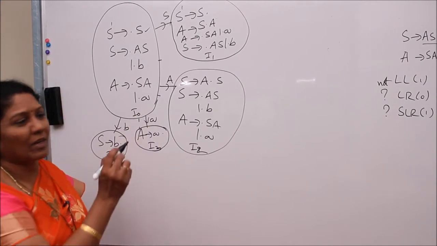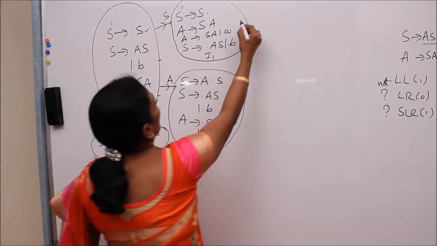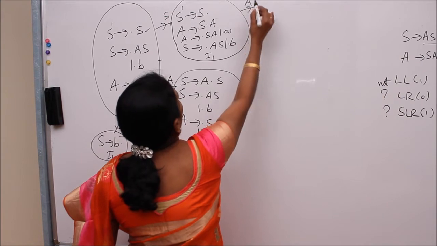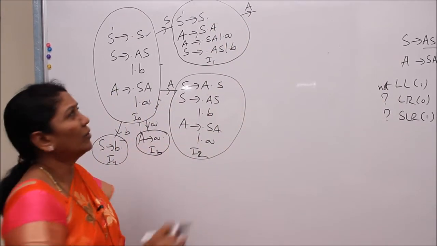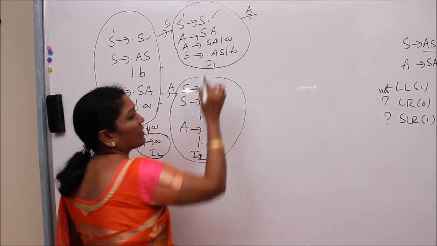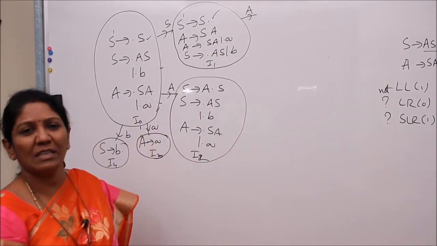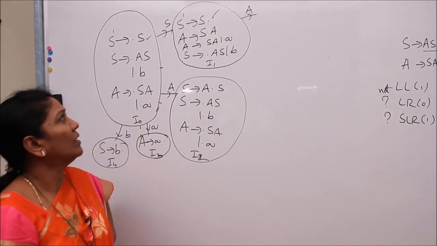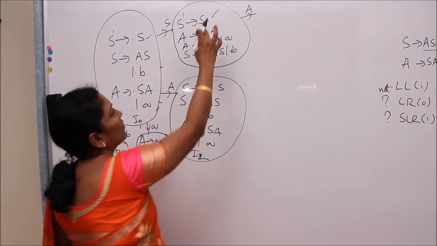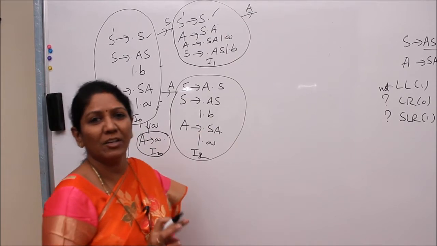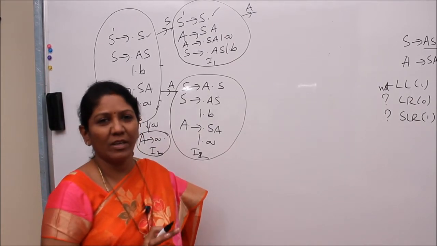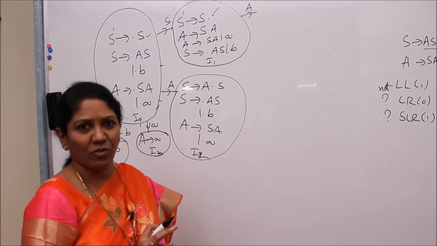Now if you consider I1, possible transitions here are on A. Look at this, is it a shift reduce conflict? No, this is not for reduce action, this is for the accept token. So there is nothing like accept or shift conflict. So we don't consider the augmented production with dot at the end as a reduce action. That is not a reduce action, so it's not a shift reduce conflict.